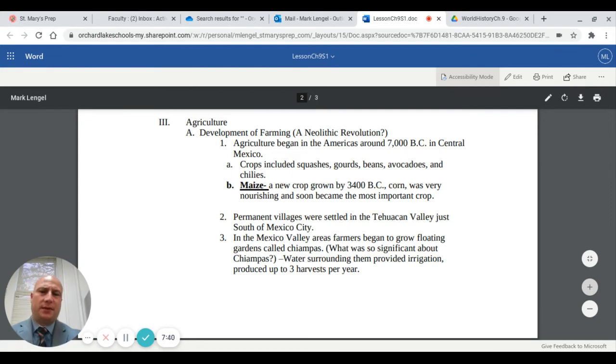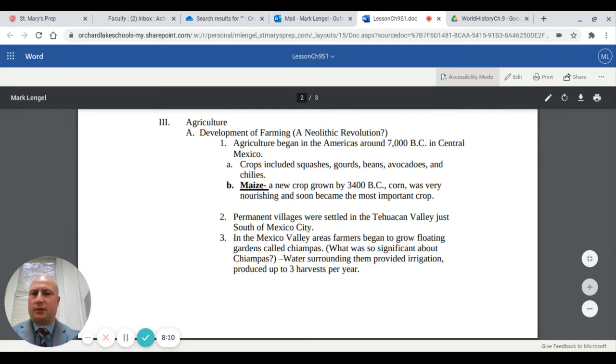Agriculture in the Americas begins around 7,000 BC in central Mexico. So it is a little bit later due to the fact that people come to the Americas a little bit later, okay? The types of crops that were grown include squash, gourds, beans, avocados, and chili peppers. And then we also have maize. Maize is basically corn. It's a new crop that was grown by around 3,400 BC. It's actually very nourishing and soon became the staple crop of the Americas.